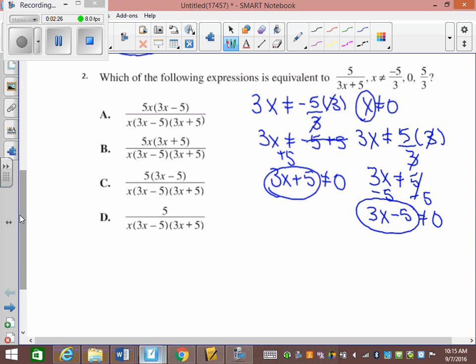So all of them have that. The catch, though, is that at the end, I only have 3x plus 5 left over, right? So I need to get the x to go away, and the 3x minus 5 to go away. So I need to have one that has an x on the top, and the 3x minus 5. So it's going to be A. Okay, this is going to cancel this off. This is going to cancel this off. And I'm left with 5 over 3x plus 5. That's 1 mark. Let's look over.